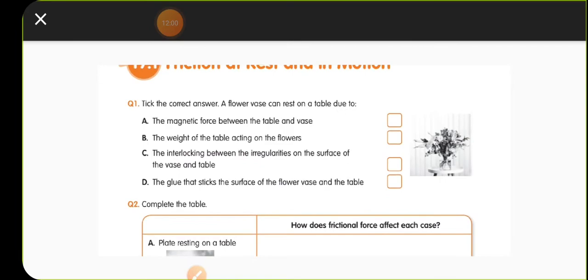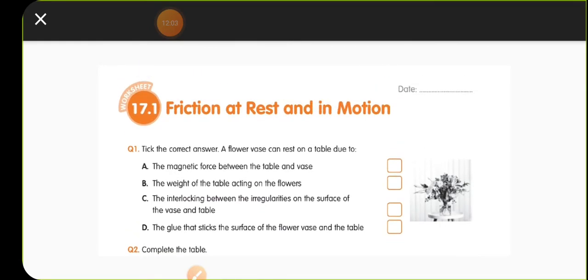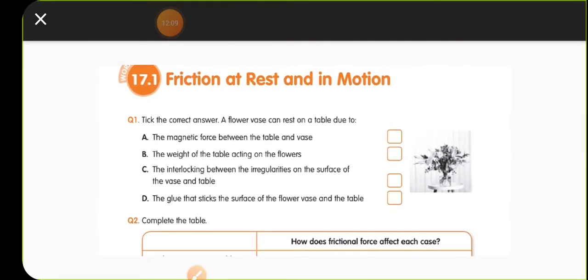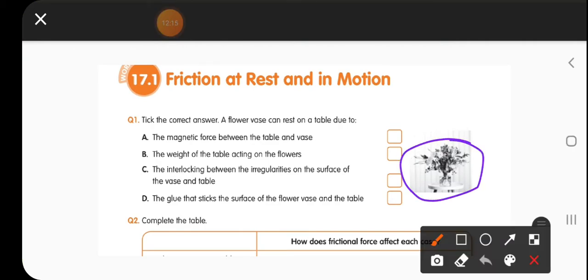So in our classwork, if you will observe, the first question is friction at rest and in motion. The first question is, tick the correct answer. A flower vase can rest on a table due to... So you are placing a flower vase like this on a table.